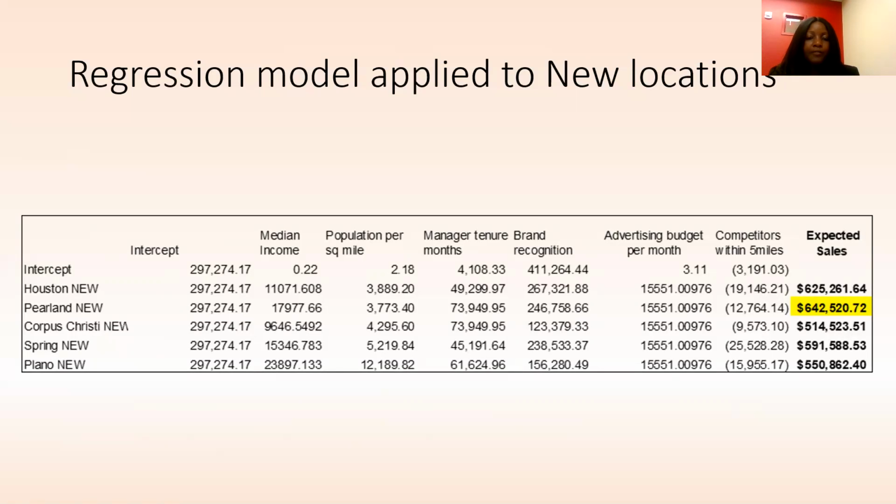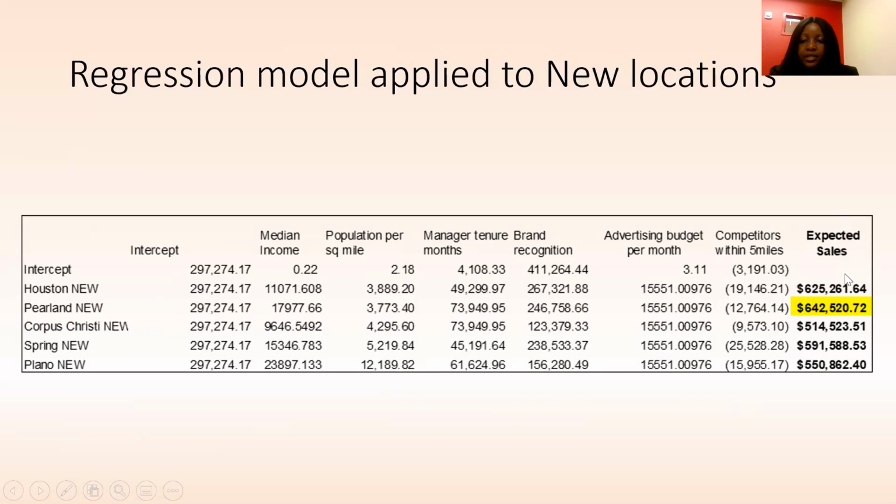All right, so after applying the coefficients, which are listed right here, a coefficient for each independent variable, we multiply this coefficient by the amount we had for the median income, and this is our total right here. And if we add the totals, we get our expected sales amount.